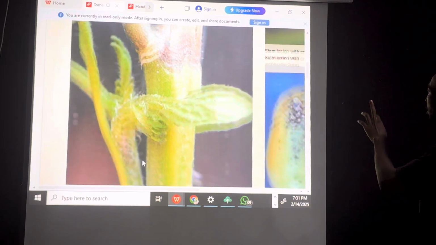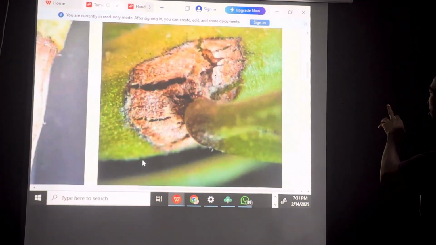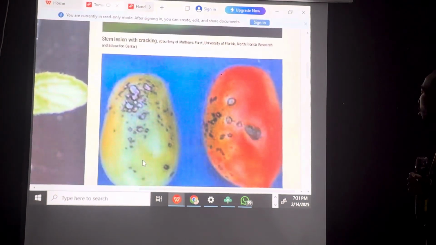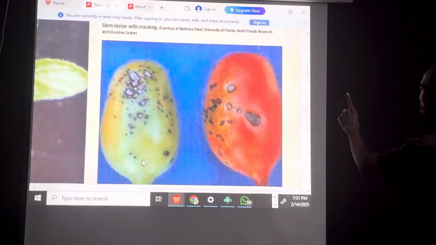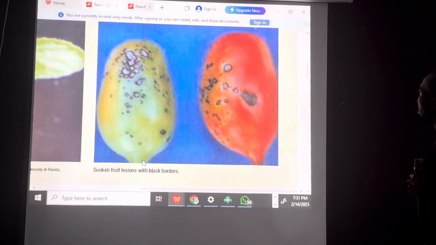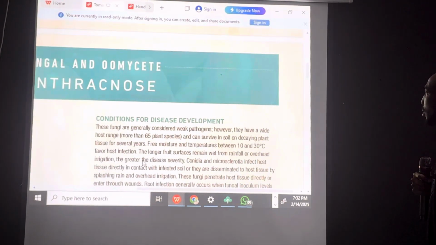So this is the diagram on the stem. Yes, this is also on the stem. Then this is what it looks like on your green fruit. You may not see it very well, but when you take this to market, we see the results.